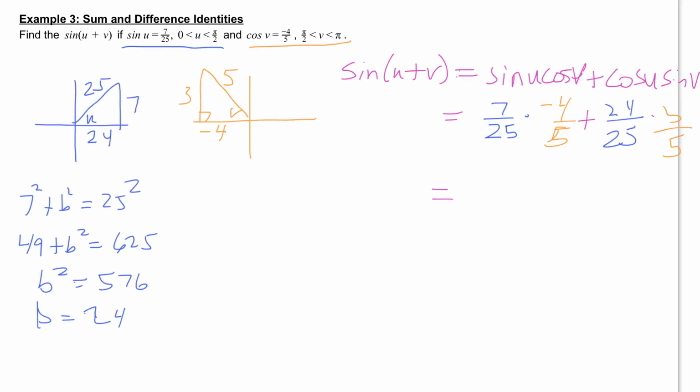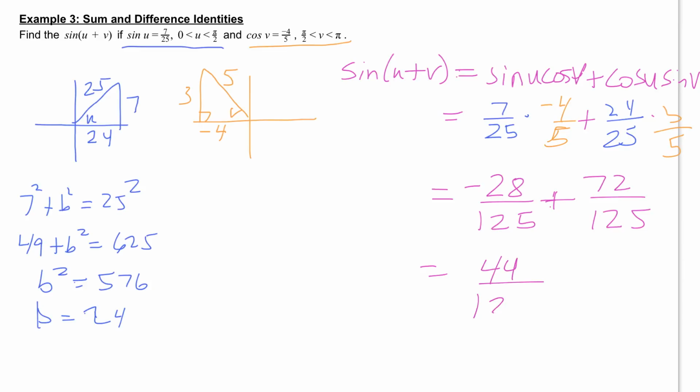And then I'm going to just do the algebra, simplify everything. Order of operations tells me to multiply first. So I'm going to multiply these two fractions together and multiply these two together. To multiply, I multiply the top. 7 times negative 4 gives me negative 28. And in the bottom, I'm going to multiply 25 by 5, which gives me 125. Plus, if I multiply the second one, 24 times 3 will give me 72, and then 25 times 5 again is 125. Now I can add these together because I do have common denominators. So negative 28 plus 72 is 44 over 125.